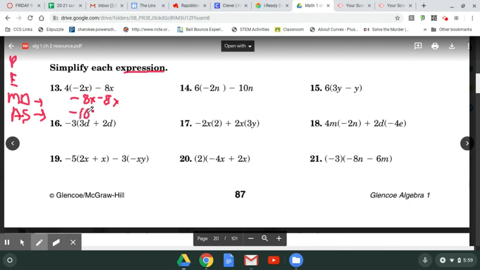Another way you might look at it is as plus a negative. Same thing, combining them. Okay, so that's the answer there.